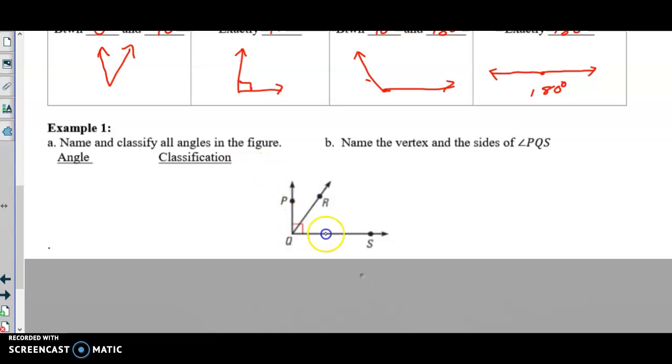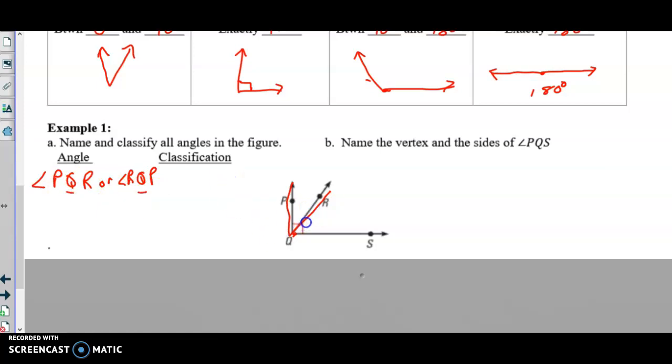So in this picture, I see more than one angle. All of them have vertex Q, so we can't really call it angle Q because I don't know which angle I'm talking about. Well, if I start with this ray and this ray, then that would be angle PQR. I could also call it angle RQP. It's the same angle, no matter which order I put those letters in. But notice the vertex is in the middle.